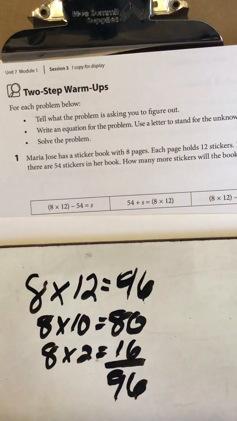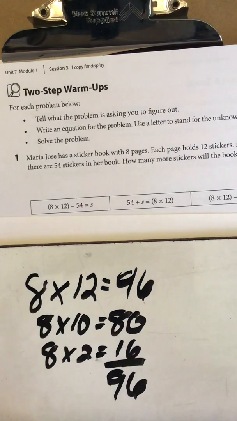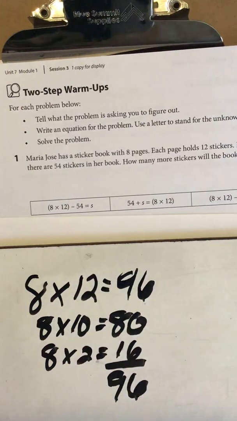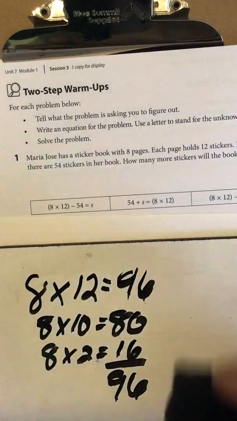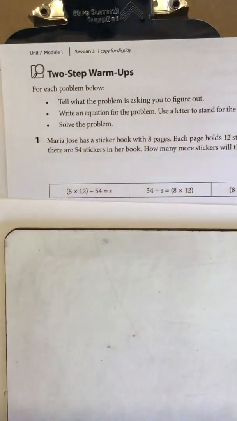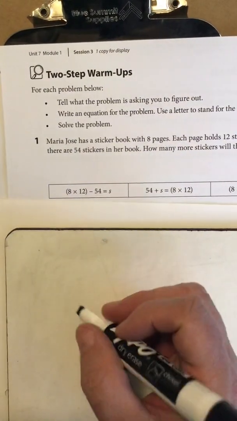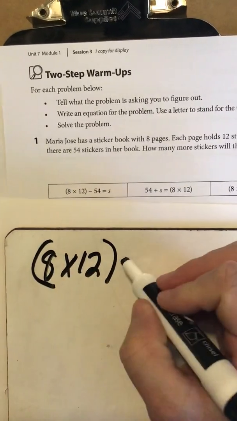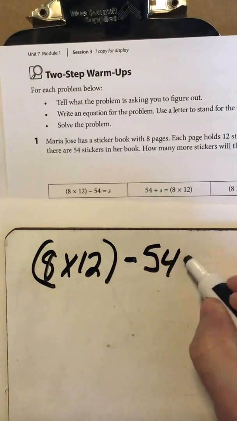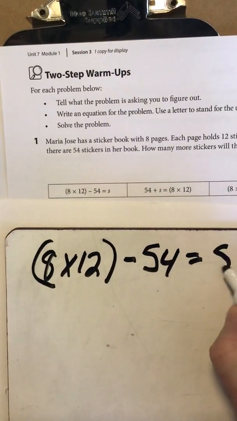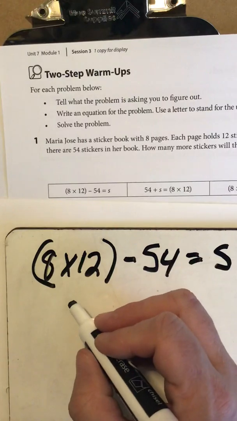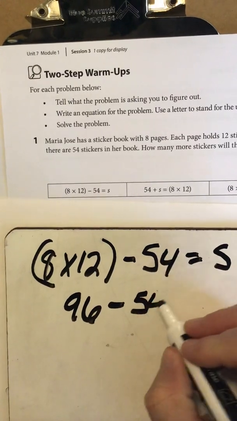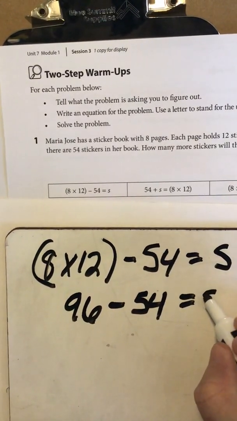There are 54 stickers in her book. Okay, so we can minus this next part. So I'll write out the equation again, and then this time we can go ahead and look at solving that problem, because we're going to look at this first part there. So 8 times 12, we'll put that in parentheses, minus 54, and it equals, we don't know yet, lowercase s. 8 times 12 is 96, minus 54 will equal s.